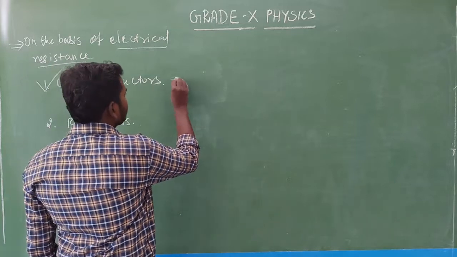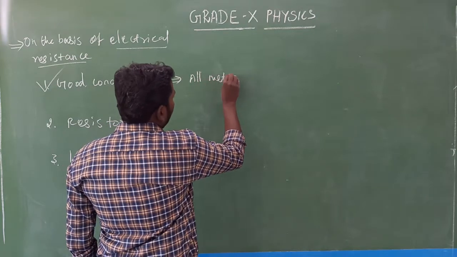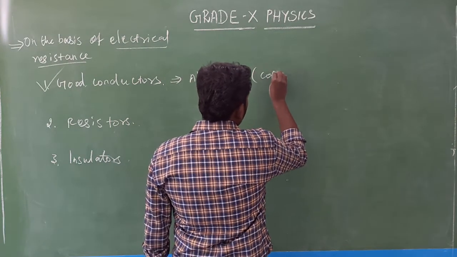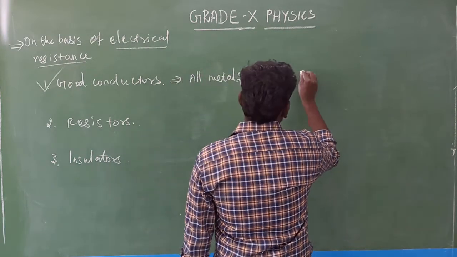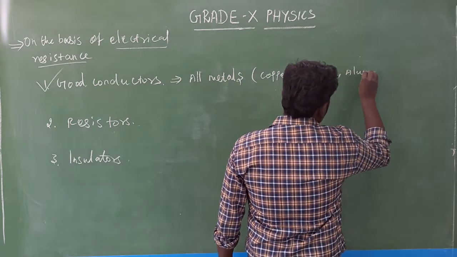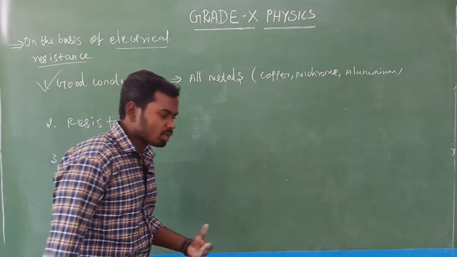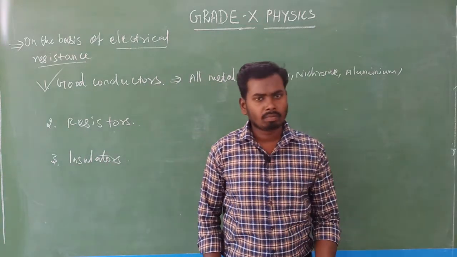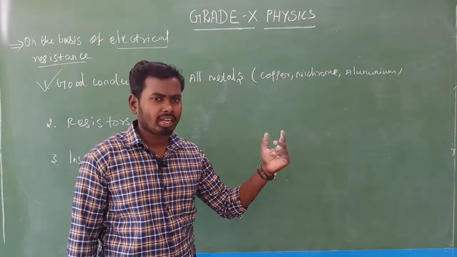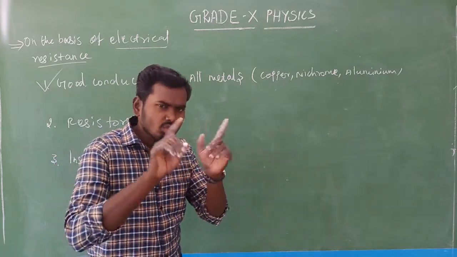For example, all metals, such as copper, nichrome, aluminum, tin, zinc, cadmium, then gold, and so many things. So all metals are good conductors. Note this point. Yes, the next question arises here.